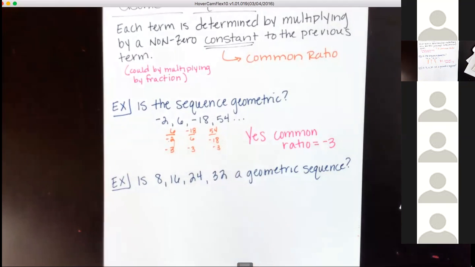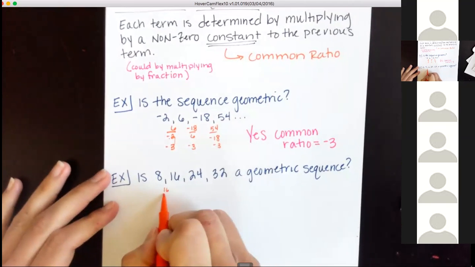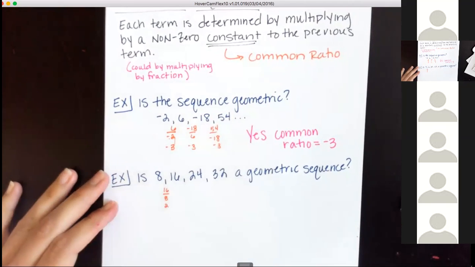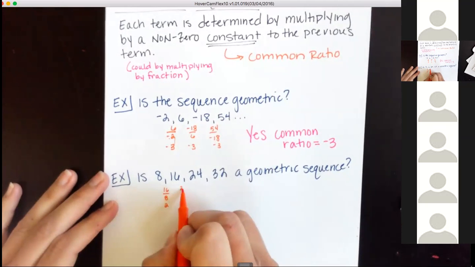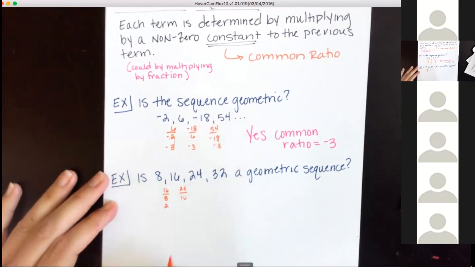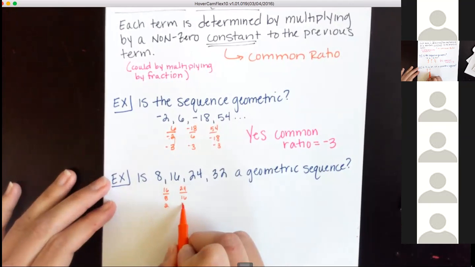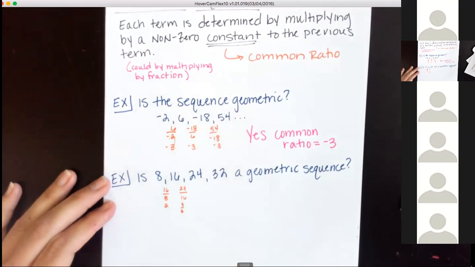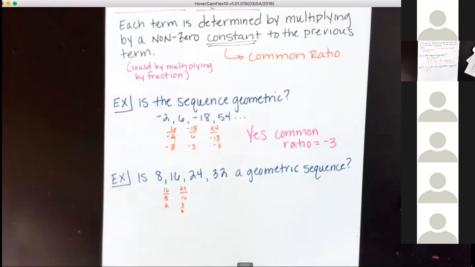And here again is where that division will come in handy. So here, 16 divided by 8 is 2. 24 divided by 16, well, you can already see that this is going to be 3 over 2. I'm going to stop. You don't even have to check the rest. There's no pattern. So you're done here.